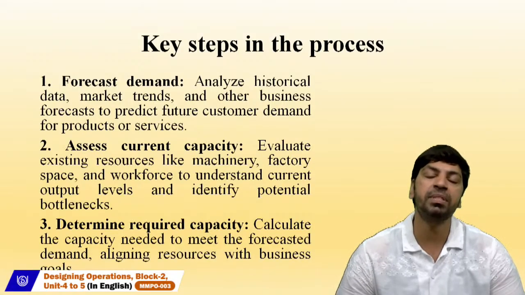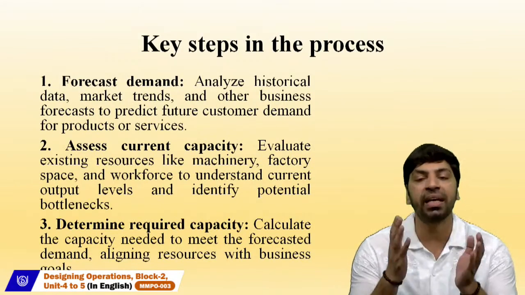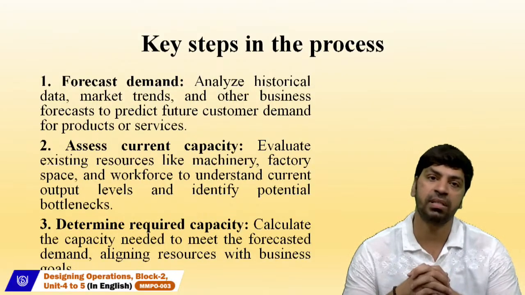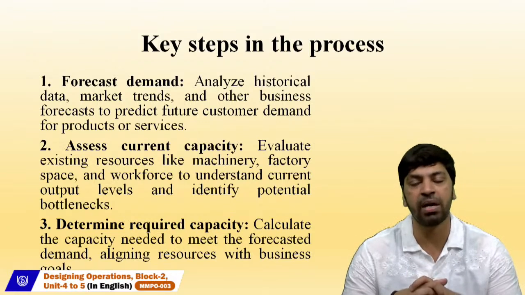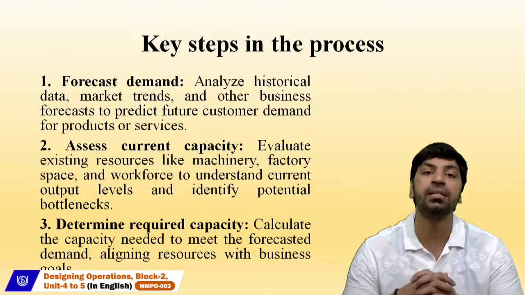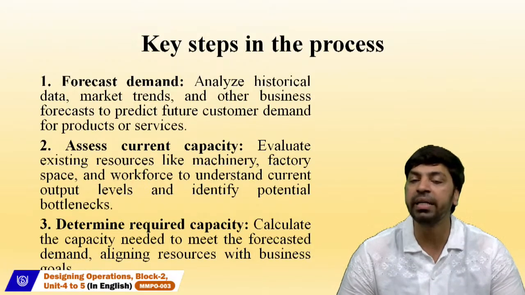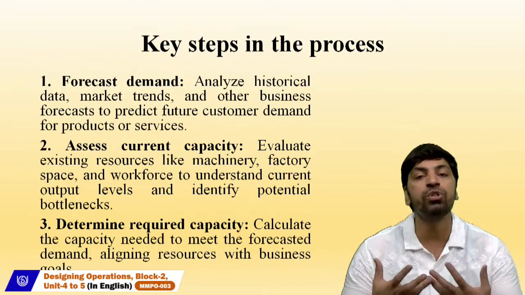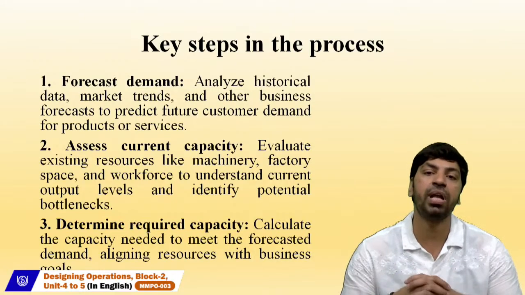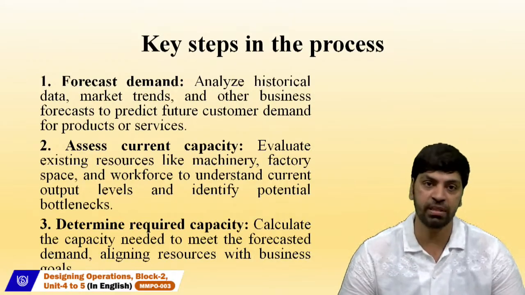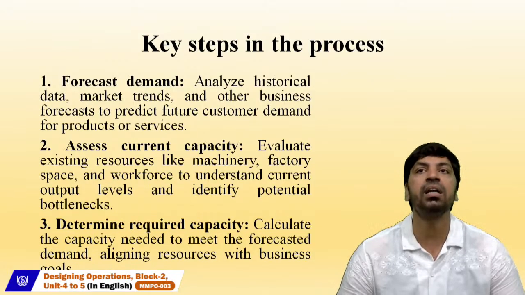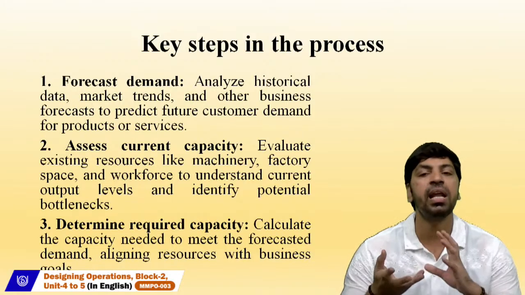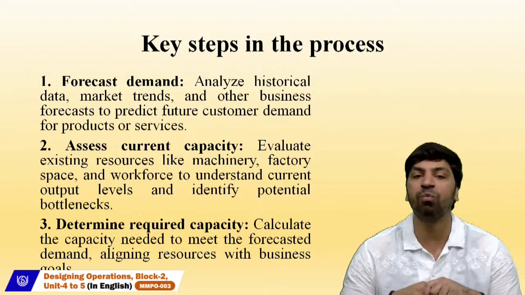These are the key steps in the process of how to manage process capacity to meet up the demand. The first one is forecast demand. The major task is to analyze historical data, market trends, and other business forecasts so that they can predict the future customer demand for a particular product or selected products or services. Next is to assess the current capacity. It is important to evaluate the existing resources like machinery, factory space, and workforce.